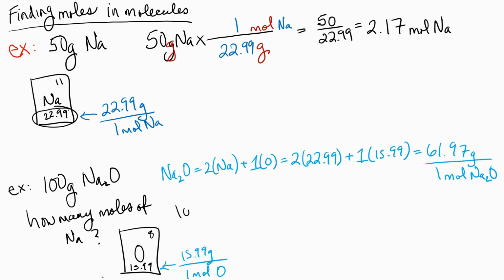We have 100 grams of Na2O times, and we're going to do the same thing. Remember, we have grams, so I'm going to put grams on the bottom to cancel. I'm going to put moles on the top, and I'm going to use my values and plug them in. So next to my grams, I have 61.97, and next to my moles, I have 1 and Na2O. From here, you can either solve this and then do the next part in the next step, or we're going to combine them.